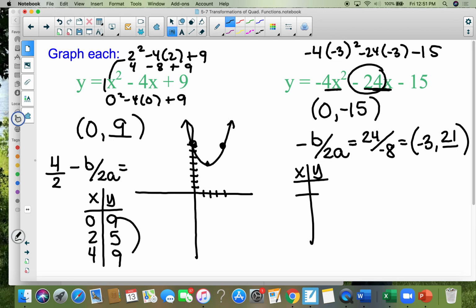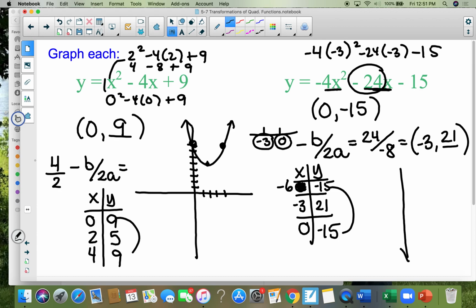Remember, the vertex always goes in the middle. The 0, nope, the 0 doesn't go there. A negative 3 on a number line is before 0. Think about it. Here's 0, here's a negative 3. So negative 3 comes first and then the 0. So 0, negative 15. This number needs to be a negative 6, negative 15. So we're counting by 3's.